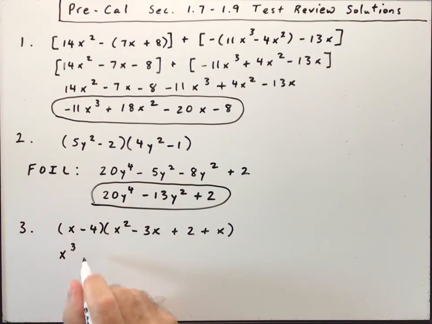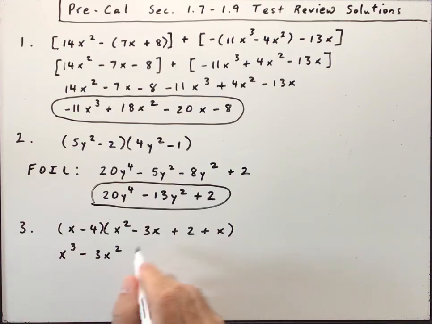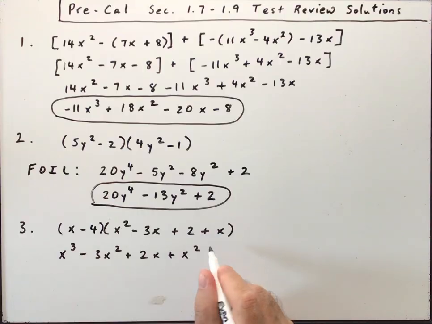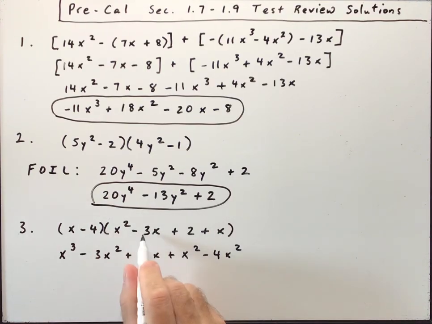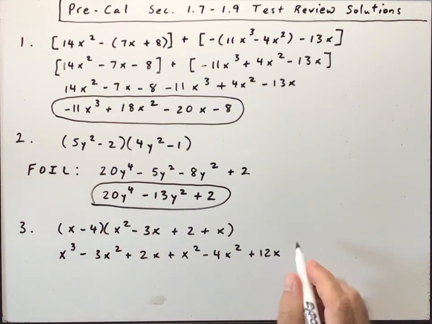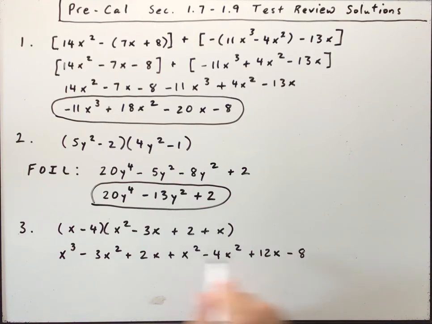X times negative 3x would be minus 3x squared. X times 2 would be plus 2x, and then plus x squared. And then we will do the negative 4. So negative 4 times x squared would be minus 4x squared. Negative 4 times negative 3x would be plus 12x. Negative 4 times 2 would be minus 8. And then negative 4 times x would be minus 4x.